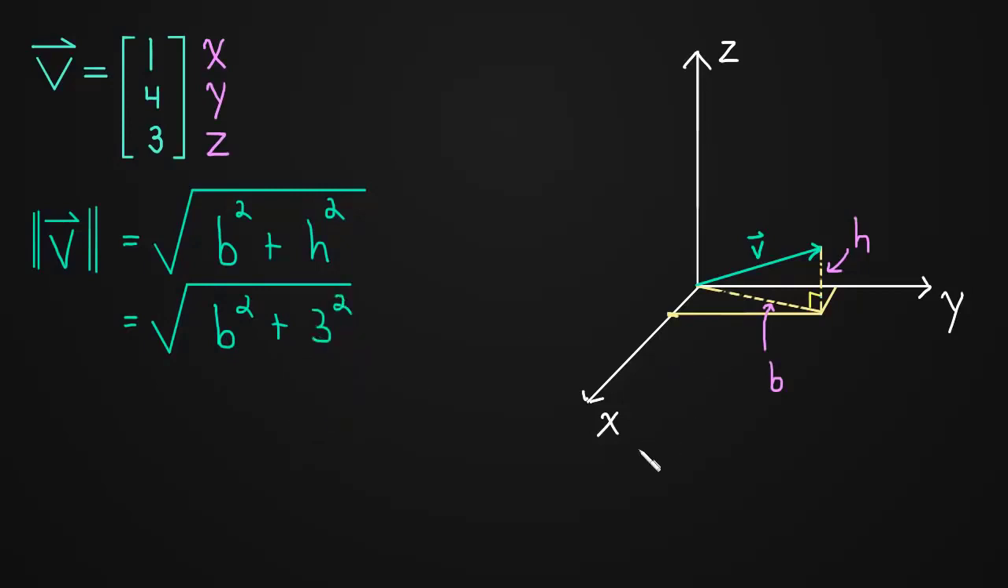Now what about b? Well, if you look closely, you'll notice that there's another right triangle right here. And b is the hypotenuse of this triangle that I've filled in with yellow. In fact, let me pull that triangle out.